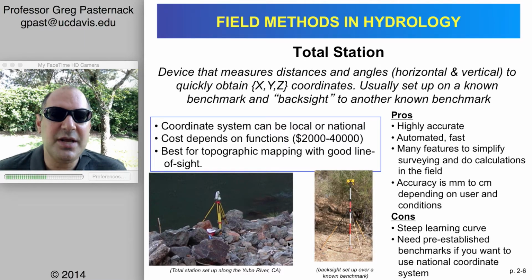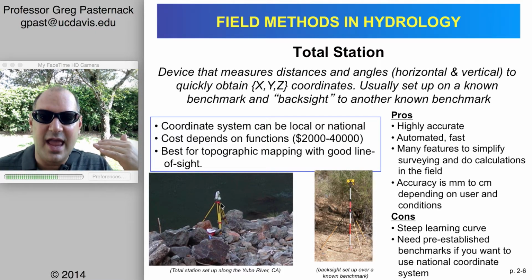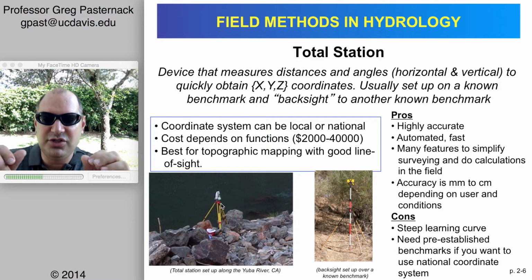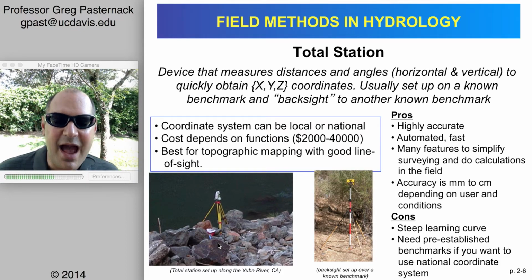So again, it's a device that you set up on a tripod. You can see in the photo here, and just like with the auto level, you have to set it up in a way that gives you a horizontal plane. So we use the screw jacks and the legs. Now, ideally, we often want to set this up over a known benchmark, and that can be a time-consuming process. But you don't have to. There's many different ways to initiate a survey with the total station.